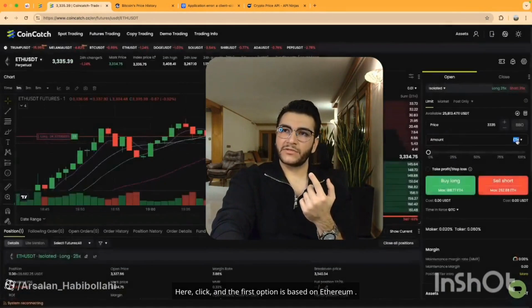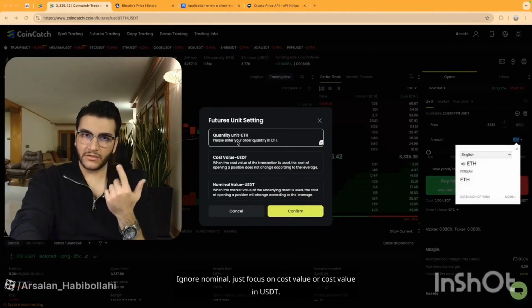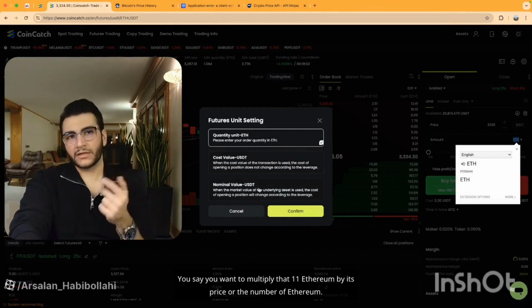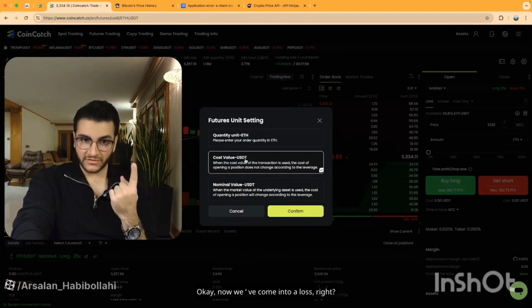Here, click, and the first option is based on Ethereum. It tells you based on cost value or USDT. Ignore nominal, just focus on cost value or cost value in USDT. You say you want to multiply that 11 Ethereum by its price, or the number of Ethereum. Enter the same number here.